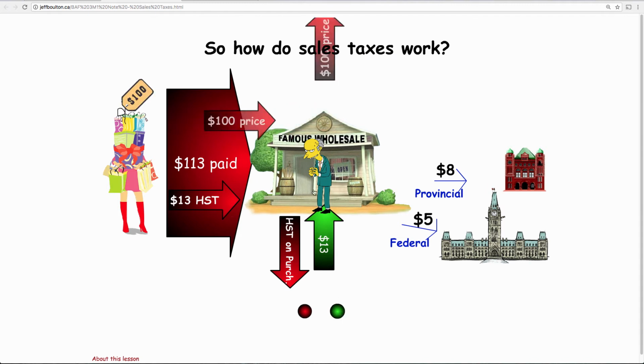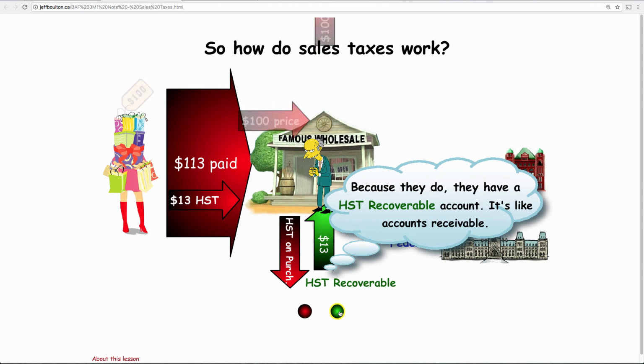That if this business owner bought something for $100, it would eventually get the $13 back and only have had to eventually pay just the $100. So we also have an account to deal with that. It's called HST recoverable, and it functions very much like an accounts receivable, but it's not an asset account. More on that in a second.